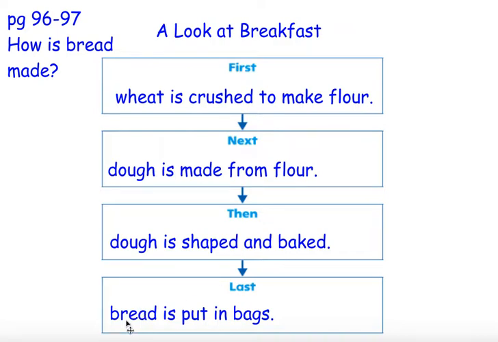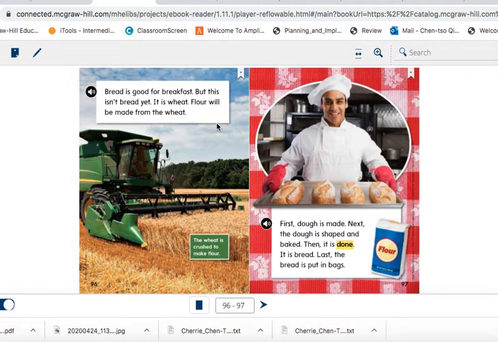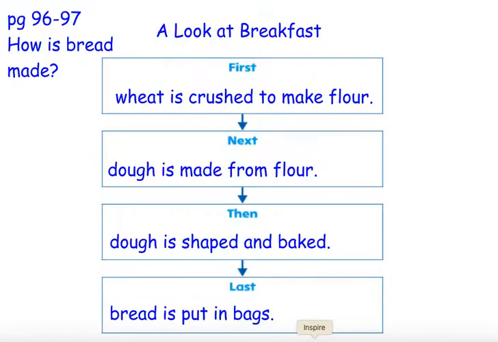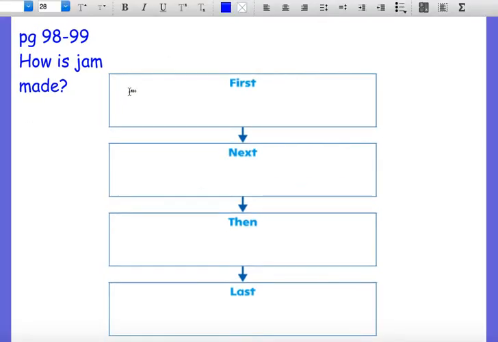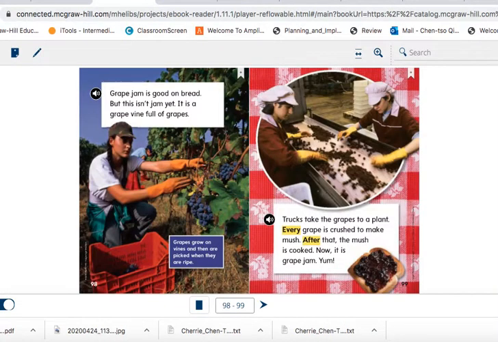And then after the bread is baked, it becomes bread, and bread is put in bags and they go to the supermarket and be sold, right? So from reading those sentences, I'm making my own process in my mind and I put them into my chart. Okay, so now if you understand this part, let's continue to the next page and you are going to help me write about how jam is made.